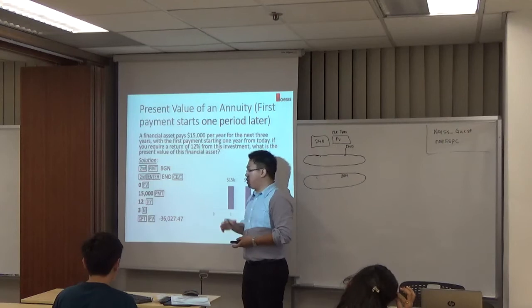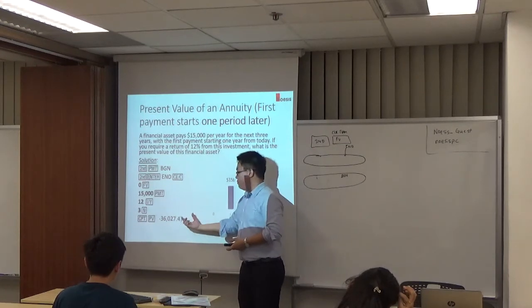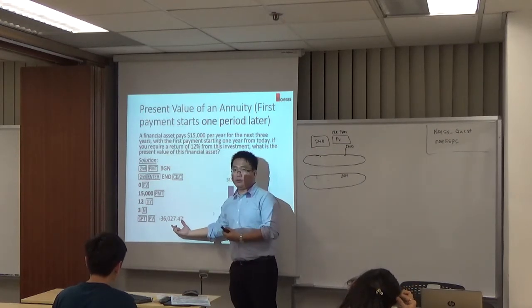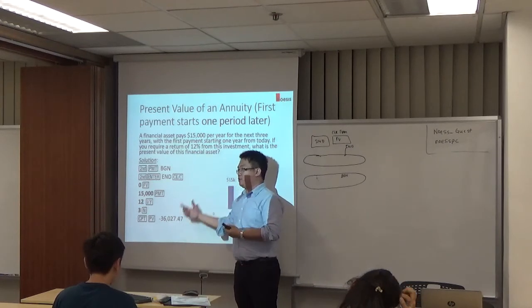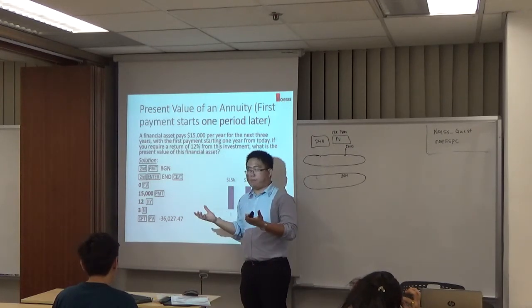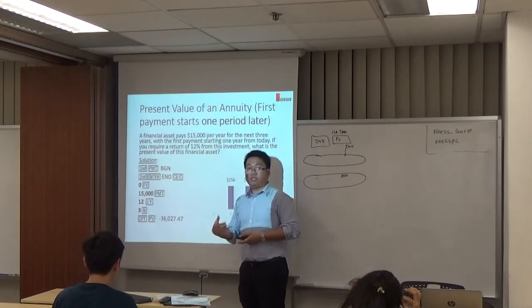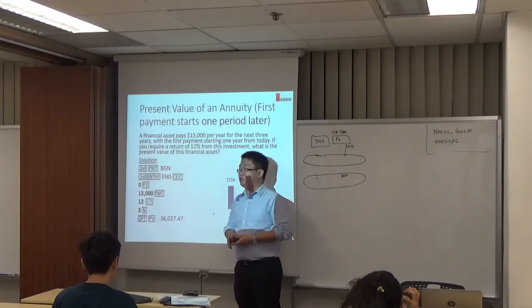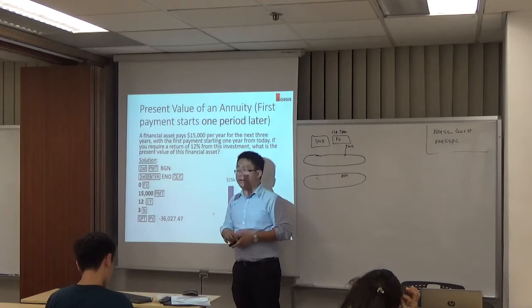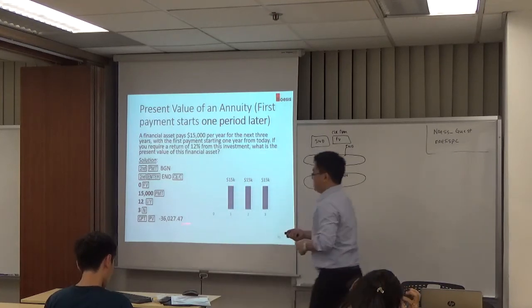No. The answer is no, because you believe that the value should be 36,000. This is the value to you. So if it's 40,000 as the price, that's very expensive. But if the guy says that I will sell it to you for 35,000, then that's very cheap. That is where you should buy. So that gives the concept of undervalued and overvalued. So that's the PV.